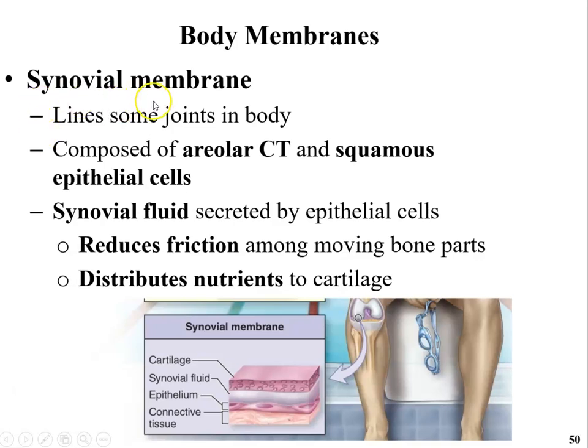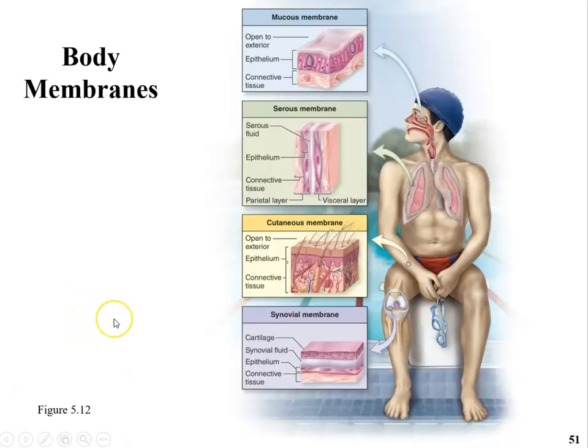Next, you have the synovial membrane. This will line some of the joints in the body. It's composed of areolar connective tissue and squamous epithelial cells. Synovial fluid is secreted by those epithelial cells, and this helps reduce friction between the moving bones, and it distributes nutrients to cartilage because cartilage naturally lacks blood vessels, or it is avascular. And here, just for your review, each type of body membrane, I would be familiar with the differences in these and their functions for sure.